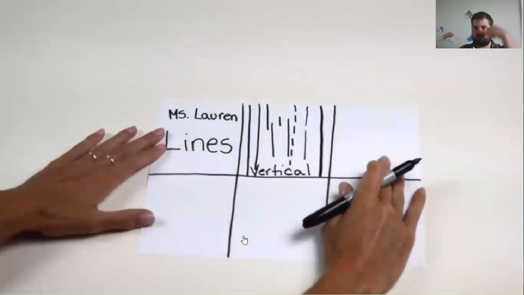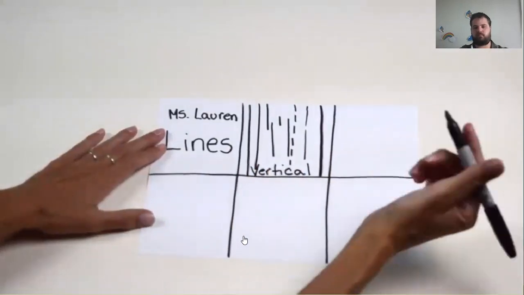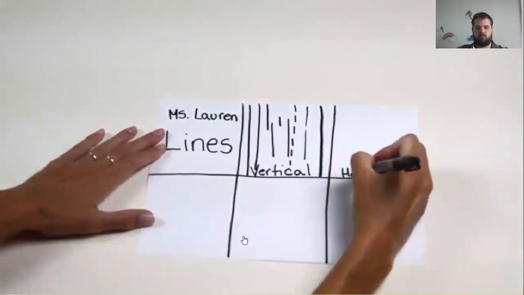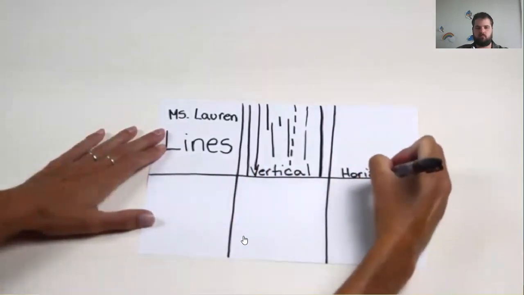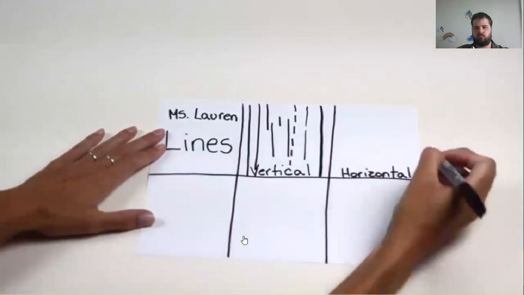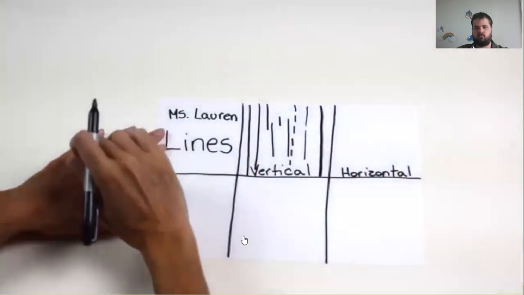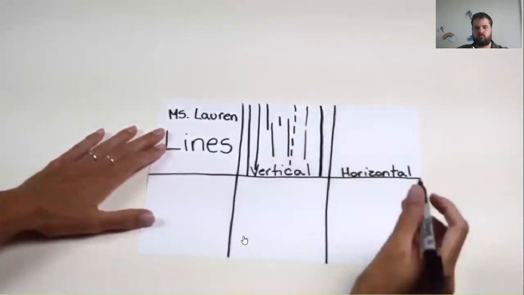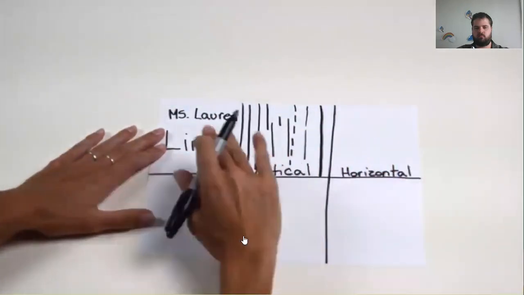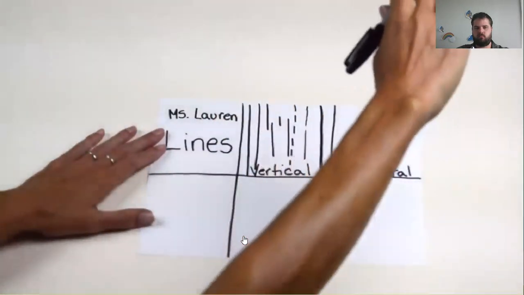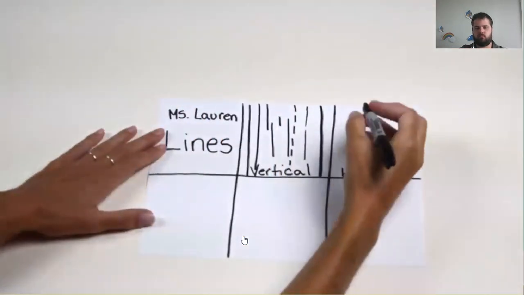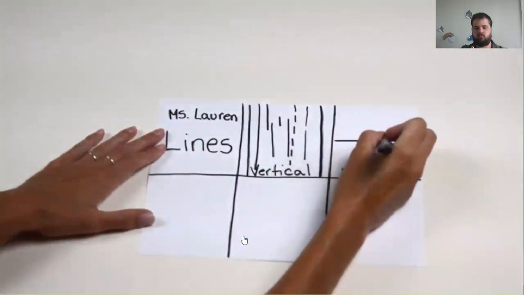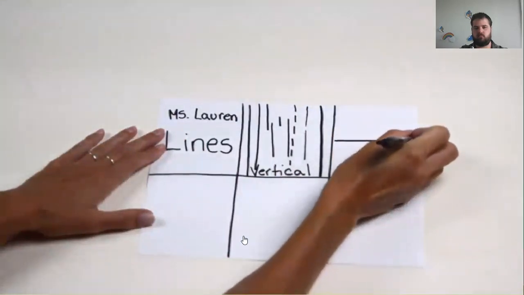And then in the next box, right next to the vertical box, we're going to practice the line called horizontal. A horizontal line is a line that goes left to right or right to left, straight across. It's kind of like the horizon line, that's how I keep them straight. The horizon line is where the sky meets the land or the sea. So a horizontal line is the same idea. It's going to be a straight line that goes across your page.